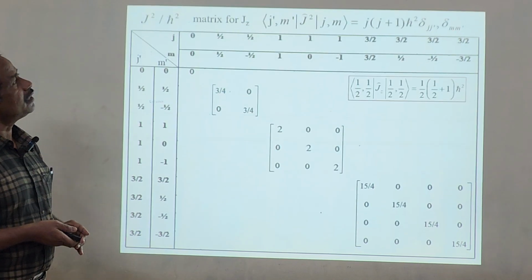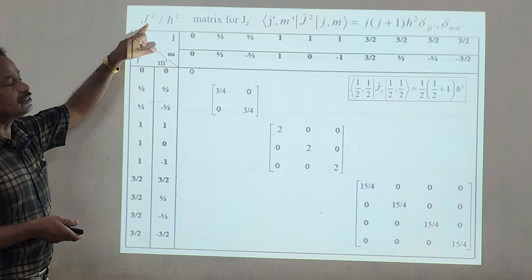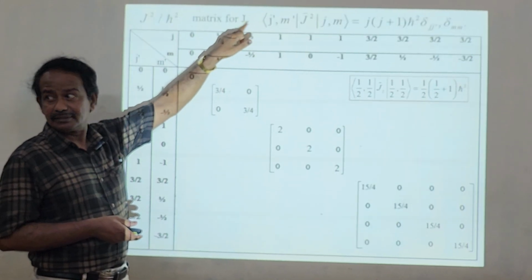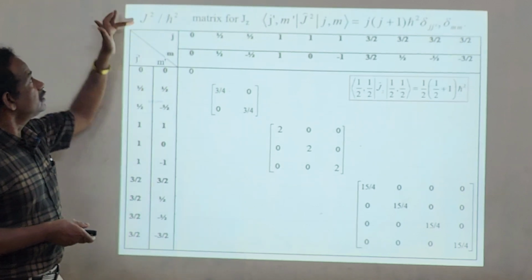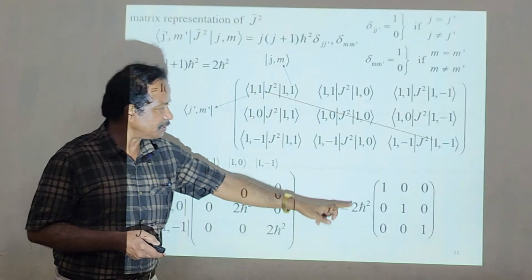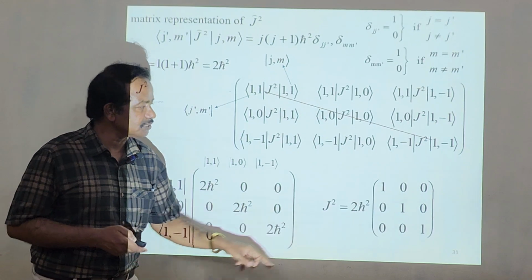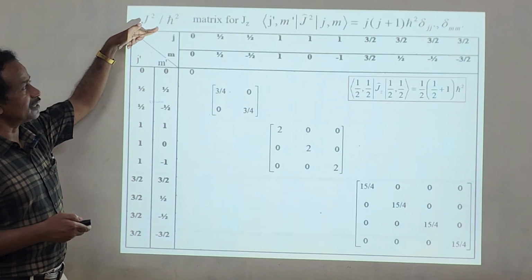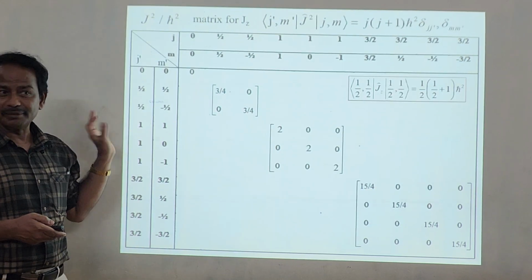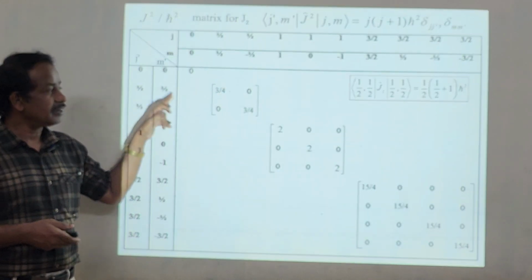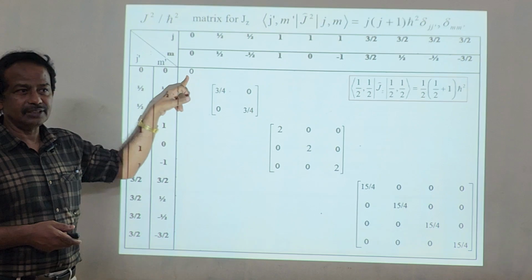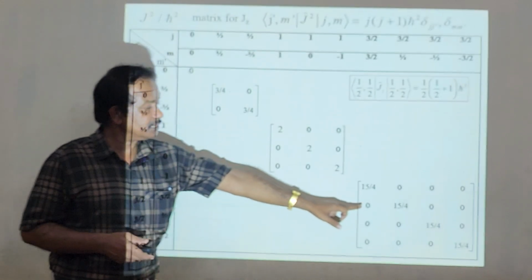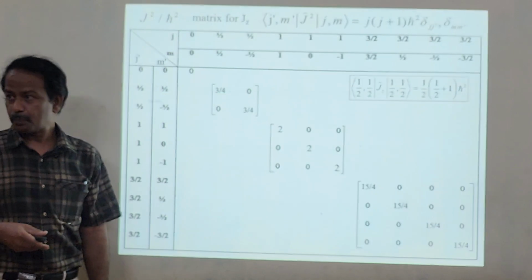So now we'll go for J squared. So J squared by h bar squared. There is a printing mistake here. This is for J squared. Here h bar squared is there, correct? You pull this h bar squared down to this side. So you will have J squared by h bar squared. You can have complete matrices for all four cases: j equals 0, j equals 1 by 2, j equals 1, j equals 3 by 2.